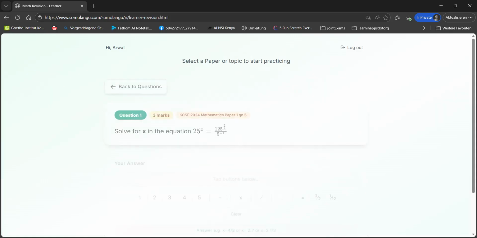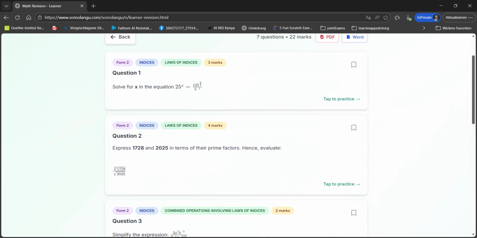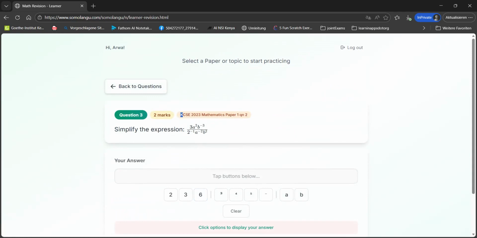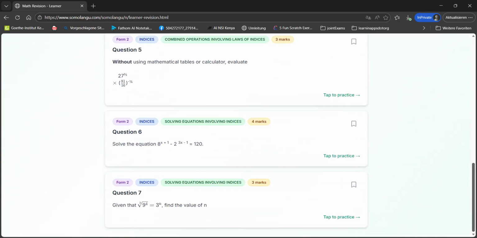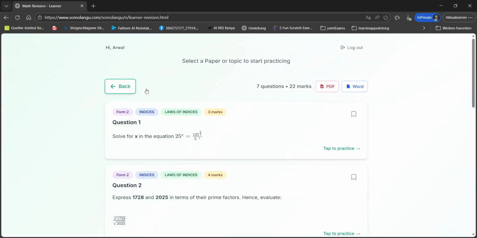If we click on a question, we can see which year that question comes from. So this question is a KCSE 2024 Maths Paper 1 question number 5, testing indices. If we go to another question, this one is a 2023 Maths Paper 1 question 2, still testing indices. And maybe one more. Let's look at this one. KCSE 2019 Maths Paper 1 question 6, still testing indices.